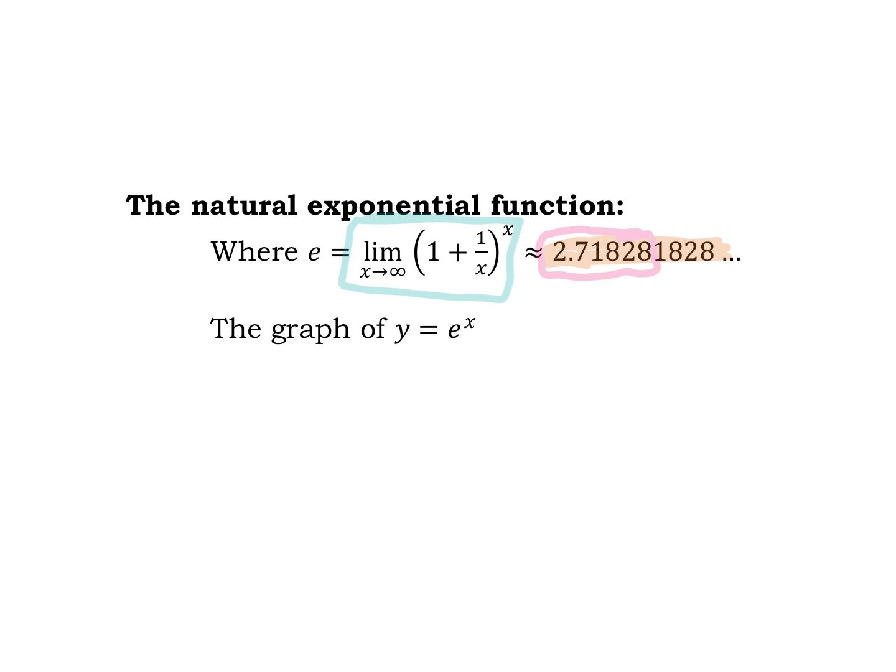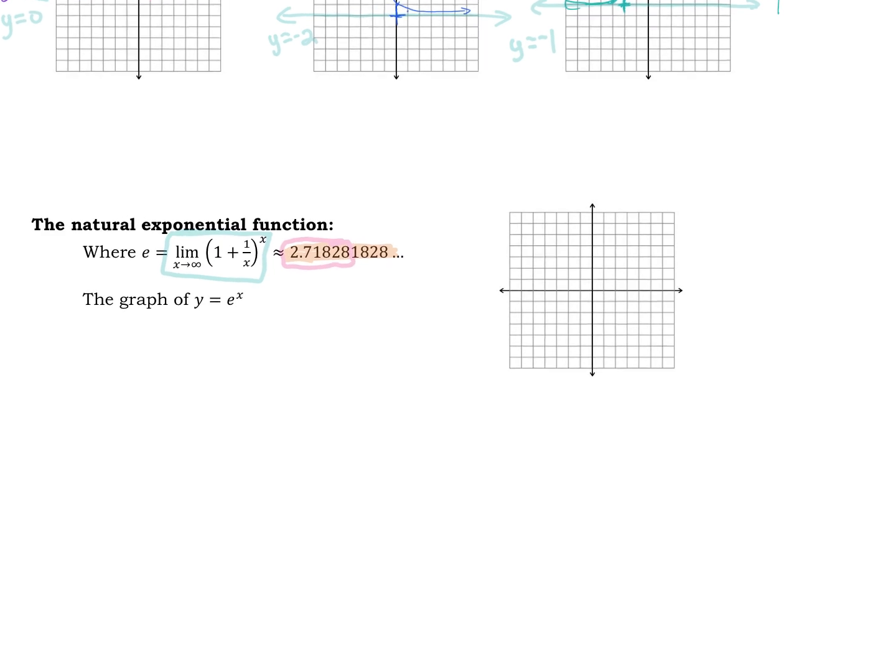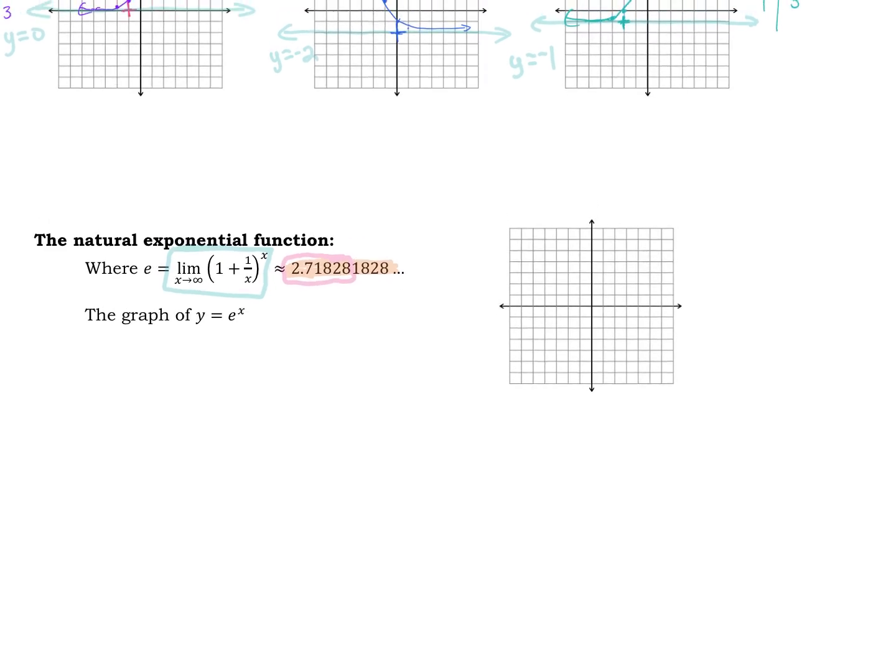So we want to think about how we would graph y equals e to the x. It's going to look very similar. e is a number greater than 1, so it's going to be exponential growth. If we're looking at a table of values for y equals e to the x, we get -1, 0, and 1.